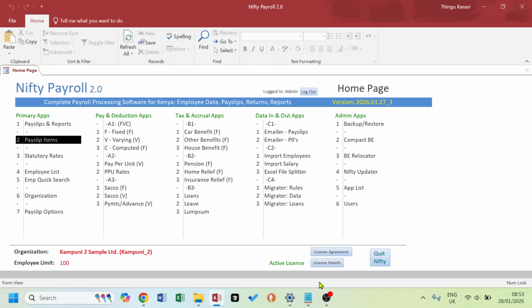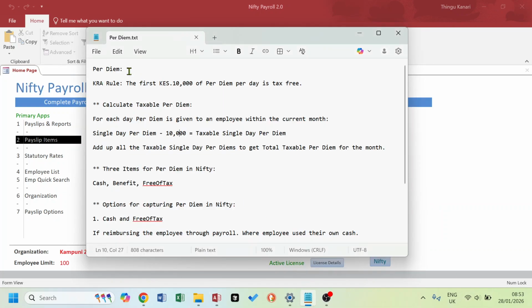Okay, this is about how to handle Per Diem in Nifty payroll. So we are looking at Per Diem. The KRA rule is that the first 10,000 shillings per day of Per Diem is tax-free. So what you would tax is the portion for each day that is above 10,000, which is single day Per Diem minus 10,000, so taxable single day Per Diem.